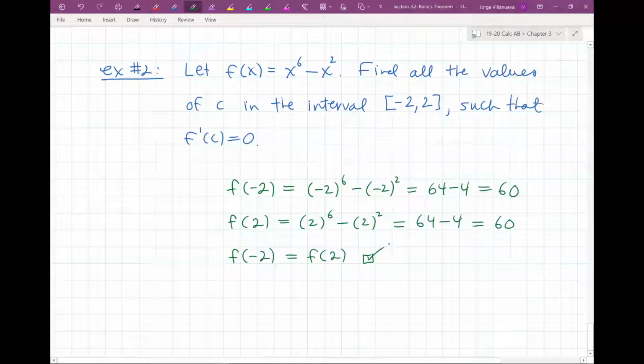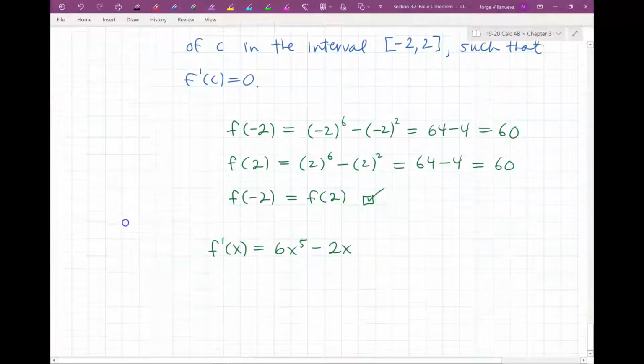So then according to Rolle's theorem, if that's true, then there does exist at least one extrema, where if you take the derivative and solve for 0, you can find it. So they're saying, find all the values. So let's do that. So f prime of x is 6x to the 5th minus 2x.